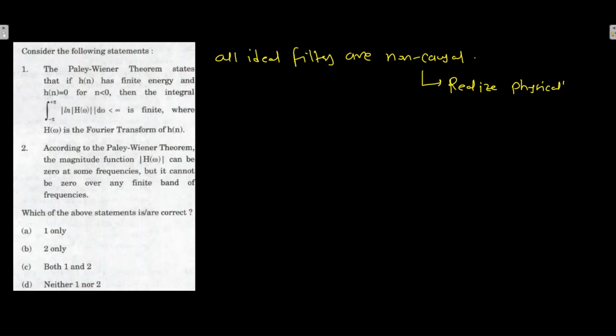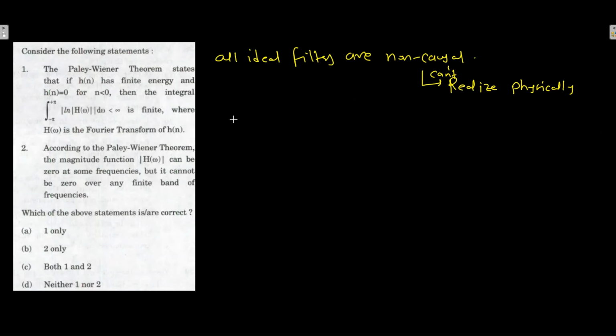Now we know that all ideal filters are non-causal. Non-causal means what? We can't realize them physically. That "can't" is the most important part here, right? So now what to do so that we can realize this type of filters?